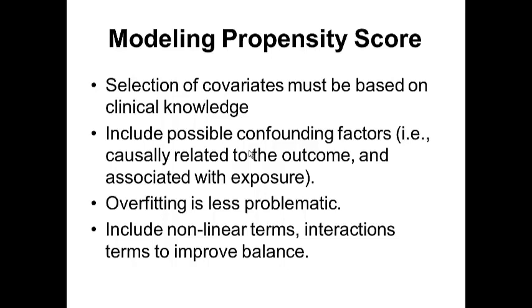In the propensity score model, overfitting is less problematic because we use only the predicted probability. We don't really look at each beta coefficient. And if possible, it's better to include nonlinear terms or interaction terms to improve balance.